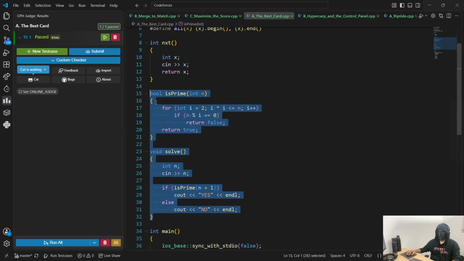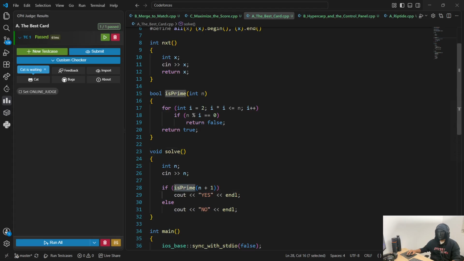And if you try to analyze the time complexity, we are calling just the prime function. So this prime function is running for square root of n times. So yeah, that's the time complexity, and space complexity is constant.